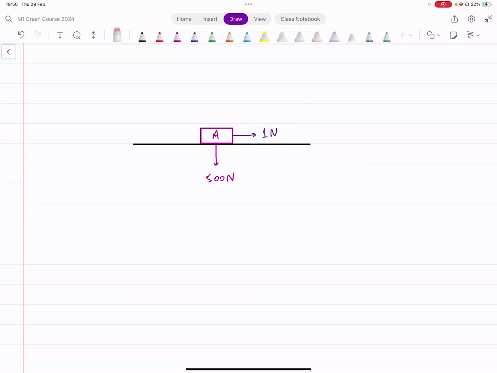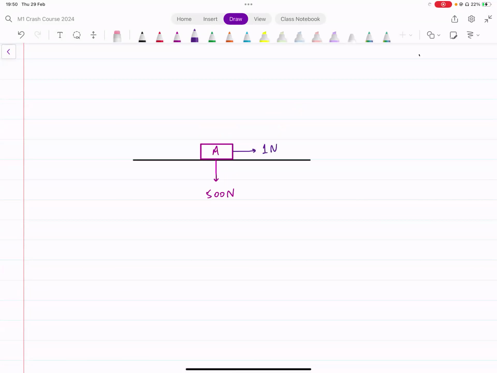Now, what do you expect? Is this block likely to move? What do you think? Any ideas? Do you think this block is going to move because of this? It's very unlikely, right? Because the weight is 500 Newton. You're just applying a force of 1 Newton on the right side. Practically speaking, if you had a block of 50 kg placed somewhere, and you were to push it by just applying a force that's equivalent to 0.1 kg, it's very unlikely that it's going to move.